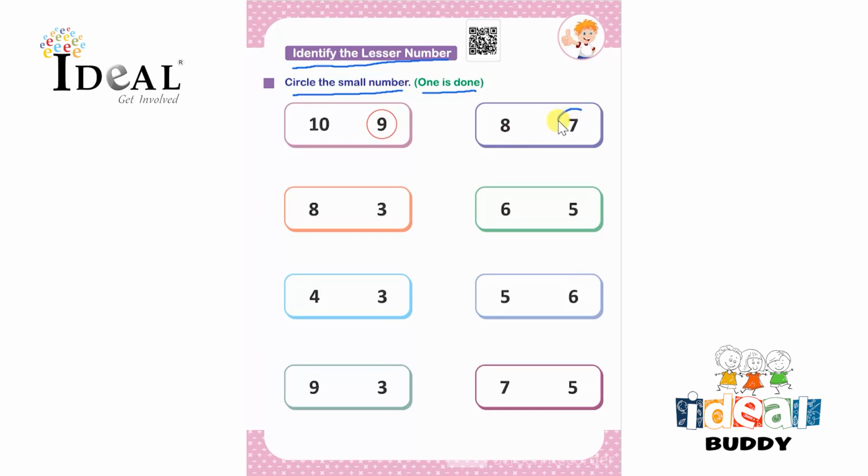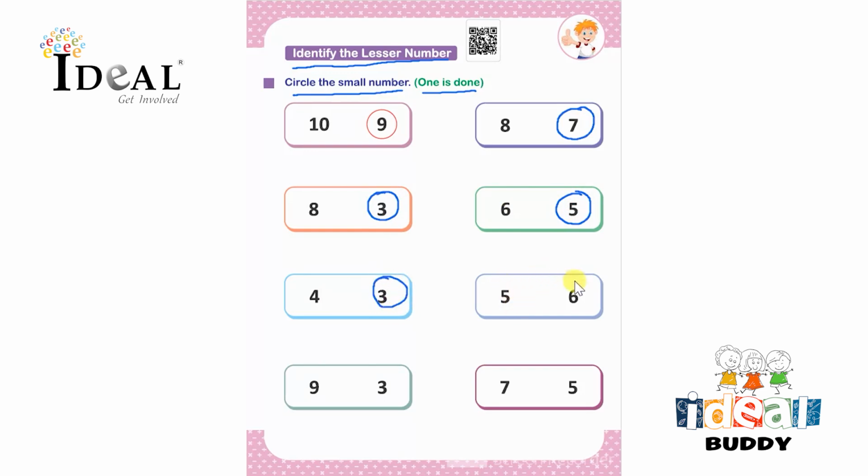So 7 is smaller than 8. So 7 is small number as compared to 8. So they have to encircle the number 7. After that it's 8 and 3. So 3 is smaller than 8. After that it's 6 and 5. So 5 is smaller than 6. After that it's 4 and 3. So 3 is smaller than 4.